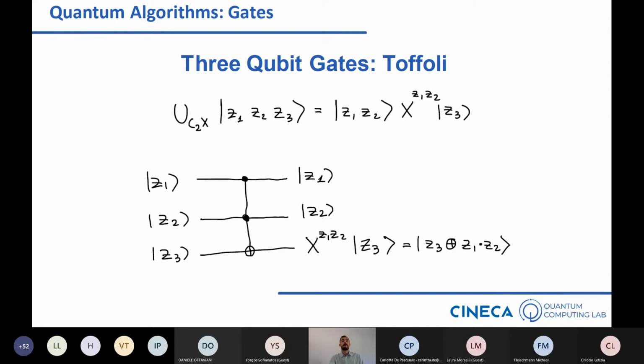Okay, you have the Toffoli gate. Toffoli is basically a control not gate. So you change the value of the third bit if the first 2 bits are 1. Okay. And yeah, the action is this one, and the way of representing it is shown here.